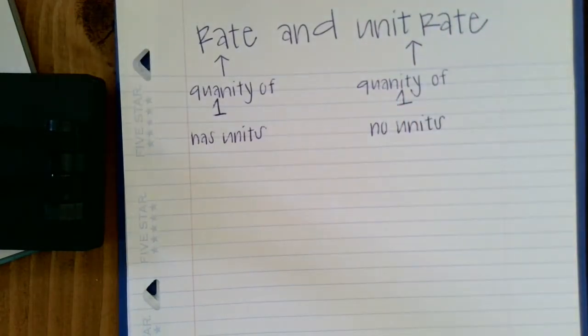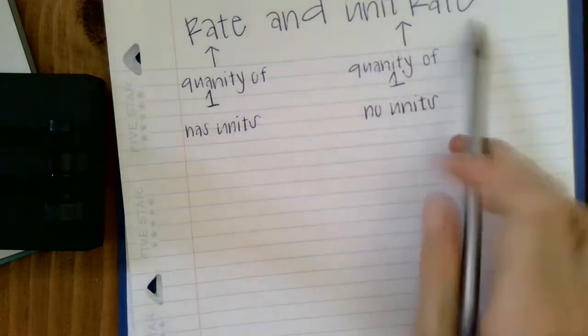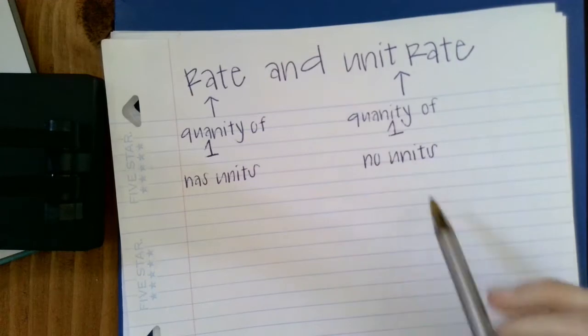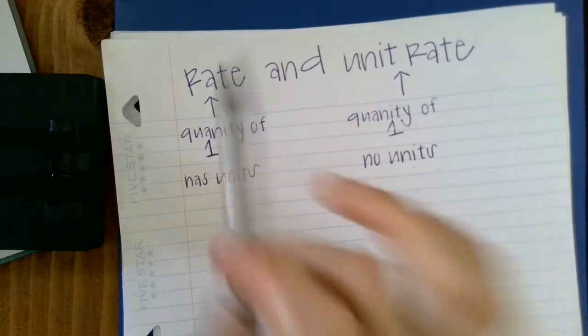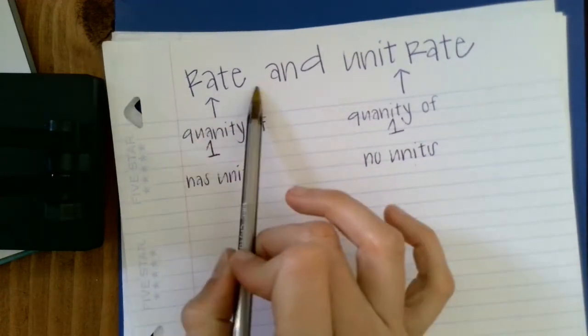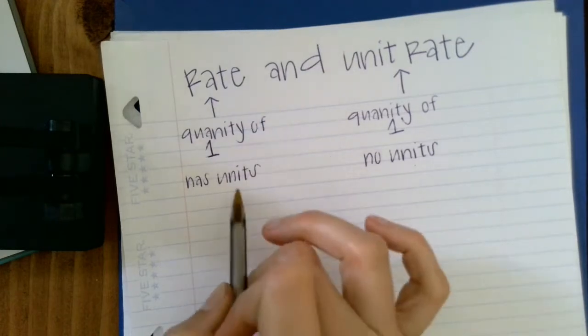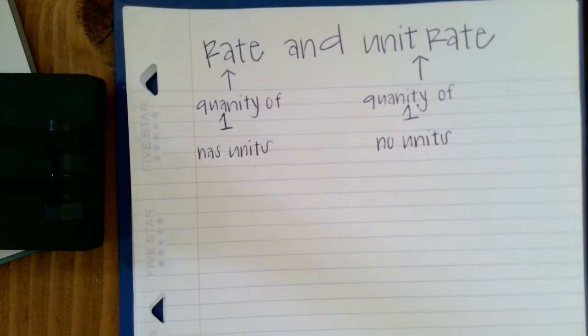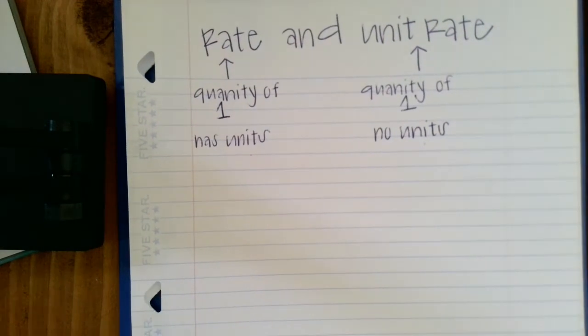I like to remember the difference this way: in unit rate, the units are already in what they're looking for, so I don't have to include them in my answer. Rate doesn't have the units in the term, therefore I have to include the units in my answer. But that's just a trick that I use. You may come up with your own.